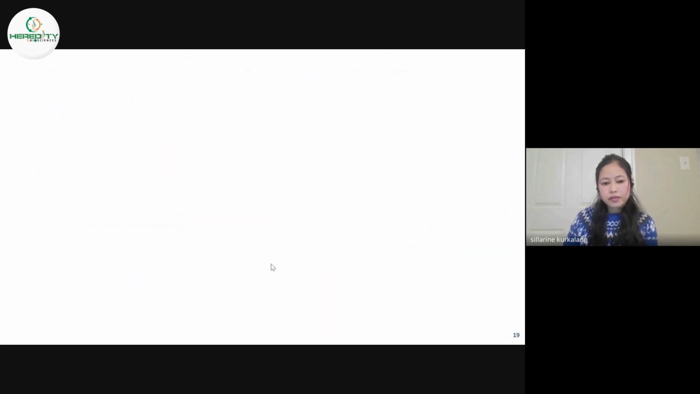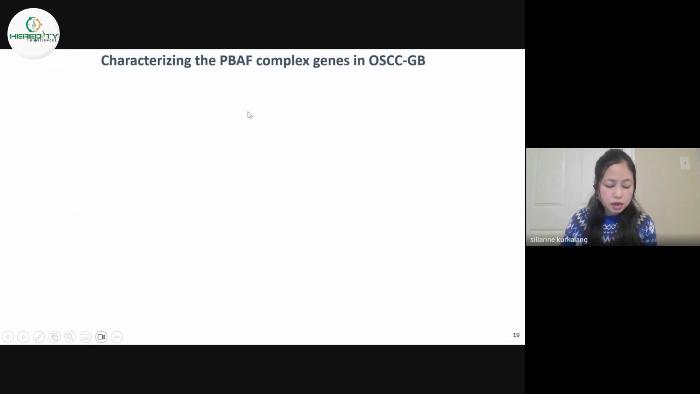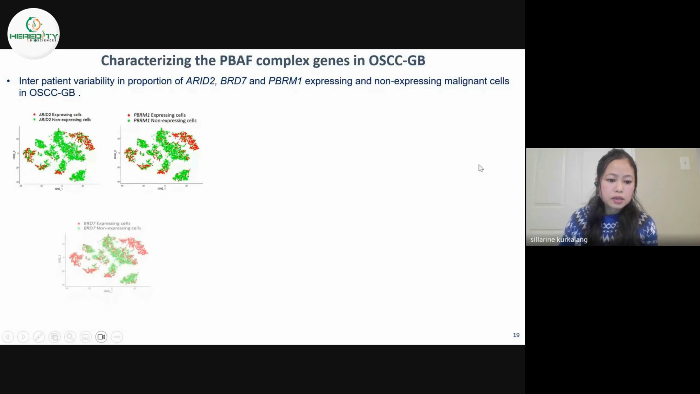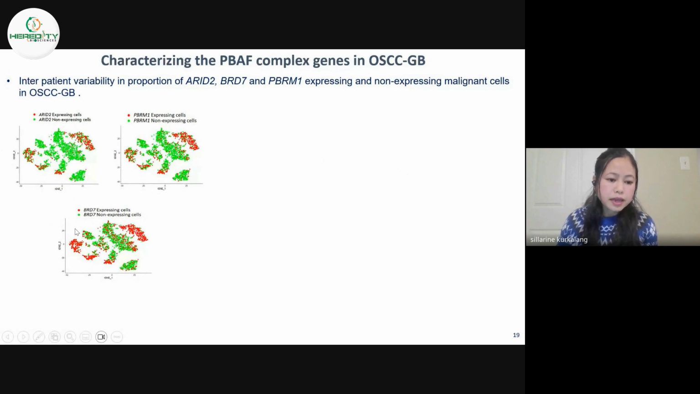We therefore characterized the expression state of these PBAF complex genes in our single-cell oral cancer data. We saw that there are cells that express and cells that do not express these genes. As you can see here, the cells colored in red express ARID2, PBRM1 and BRD7, whereas the cells colored in green do not express ARID2, PBRM1 or BRD7. Patient-wise, not shown here, there is also variability in the proportion. Some patients have a higher proportion of cells expressing these PBAF genes, whereas others have a lower proportion.